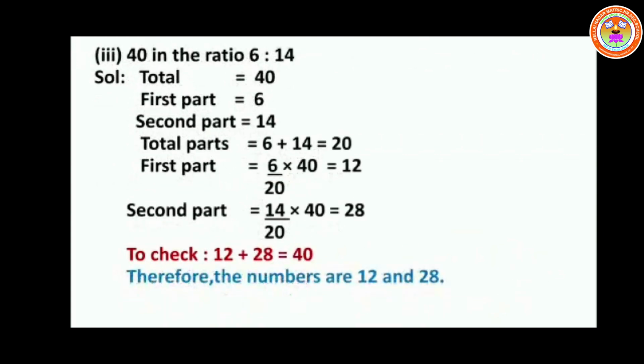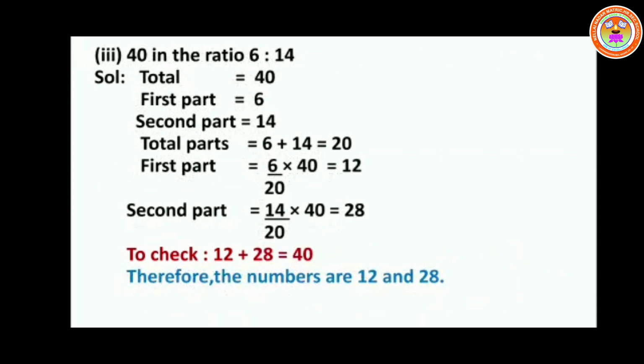Now let us move on to subdivision 3. 40 in the ratio 6 is to 14. So total is equal to 40. The first part is 6, second part is 14. Now for the total parts you have to add the first and the second part. So 6 plus 14 is equal to 20. So first part is equal to 6 divided by 20 into 40. The 40 will come in the 20 table, is it or not? How many times? 20 ones are 20, 20 2s are 40. So you cancel this 20 and 40. In the place of 40 you strike out and write 2. So 20 2s are 40. Now multiply 6 2s are 12 is your answer.